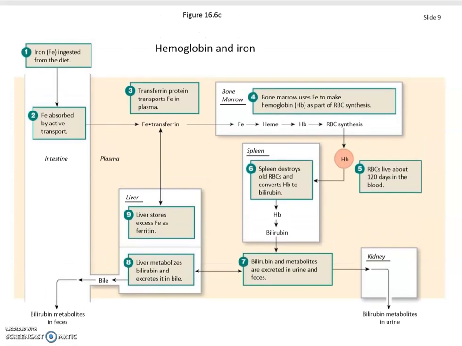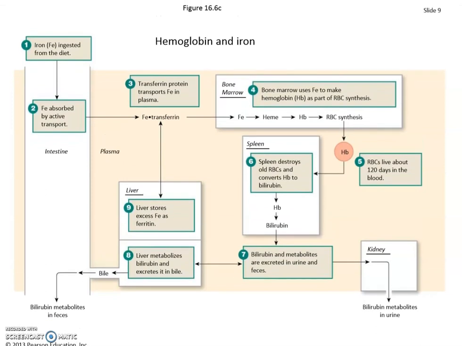So typically you want to recycle as much as possible your iron. You also need to make sure that you get enough iron in your diet, and you're supposed to absorb the iron from your intestines, from your digestive tract, and then you will be using transferrin. That's a protein that will transport iron in the plasma of your blood, and it transports it in the plasma to the bone marrow where you're making all the red blood cells.